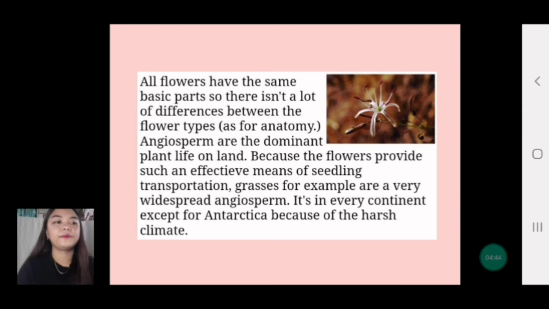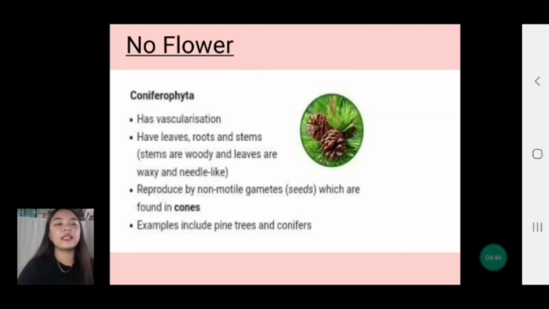So that's it. Next is the no flower, which is the Coniferophyta. The example of this is the conifers. They have leaves, roots, and stems. Stems are woody and leaves are waxy and needle-like. They reproduce by non-motile gametes, which are found in cones. An example is the pine tree or the conifers.